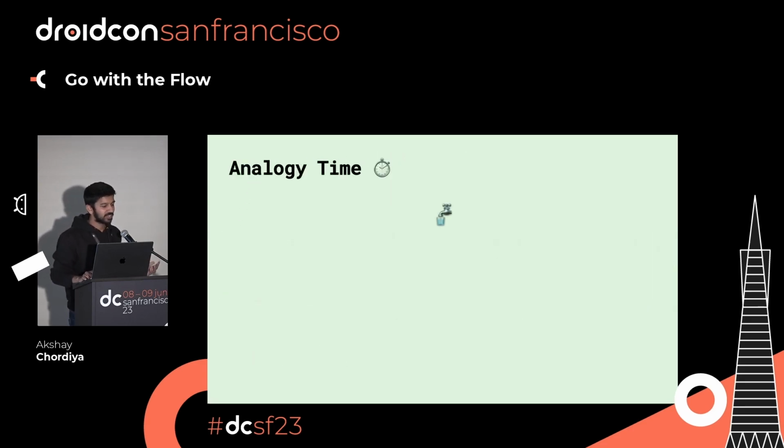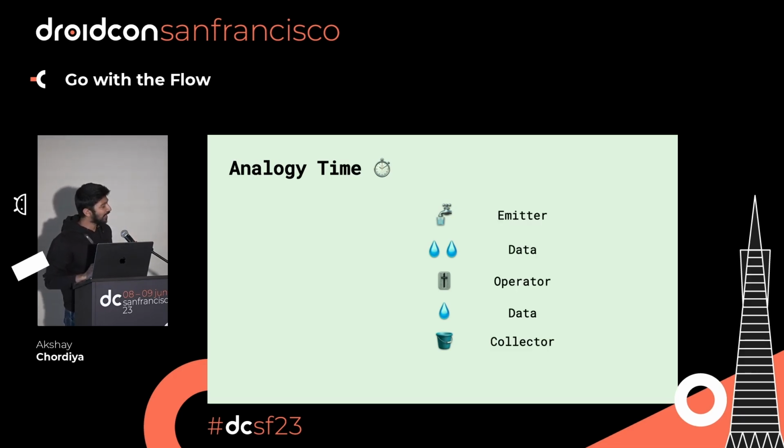So a quick analogy time. Imagine a tap of flowing water and a funnel or some kind of device installed to control this flow of water. And this water is getting collected in a bucket. Now imagine the tap is actually the emitter. Water itself is your stream of data. The funnel here is the operators, which allow you to control your data, or the water. And the bucket is the collector in the Kotlin world or reactive world.